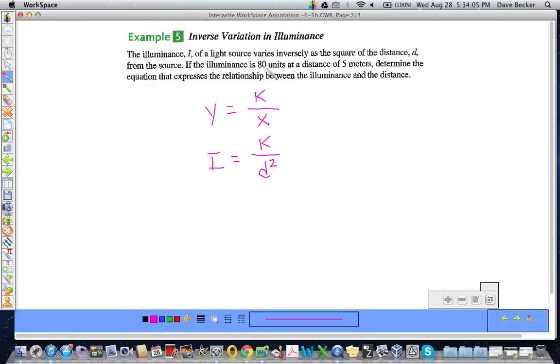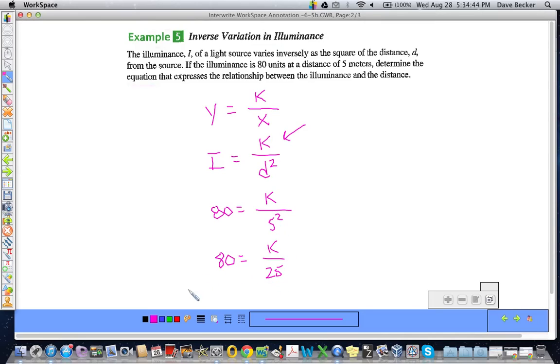If the illuminance is 80 units at a distance of 5 meters, determine the equation that expresses the relationship between these two. Well, in order to express this relationship, I have to find k. That's the only thing that I need to find. So how do I do that? Well, they give me that the illuminance is 80. That's equal to k compared to a distance of 5 meters, so that would be 5 squared. Simplifying, 80 is equal to k over 25.